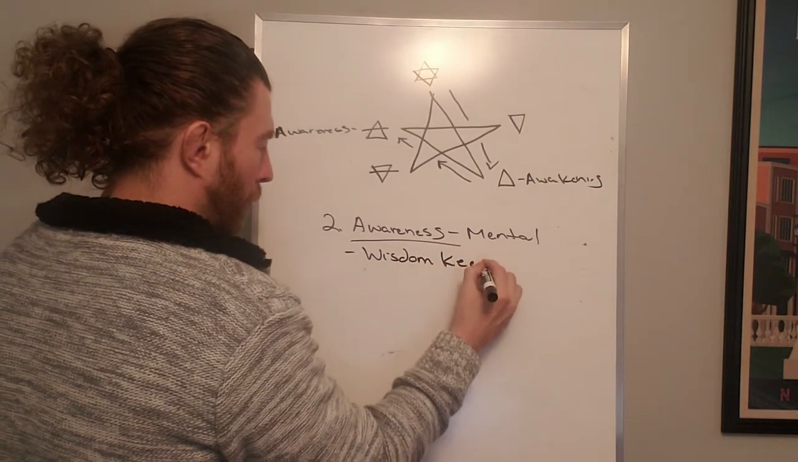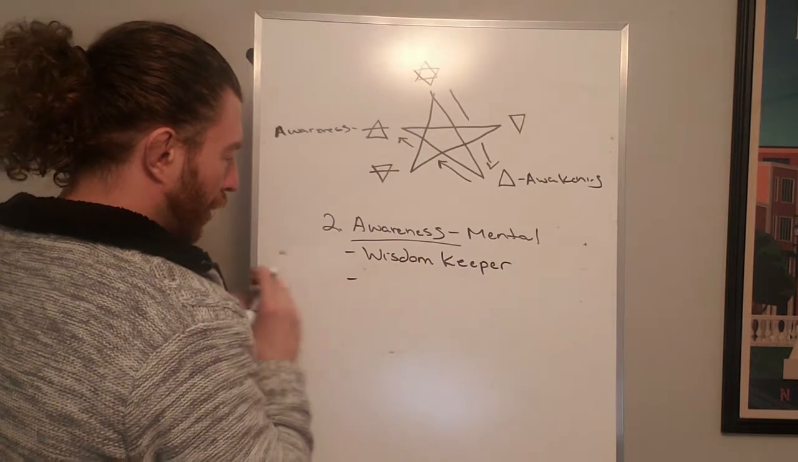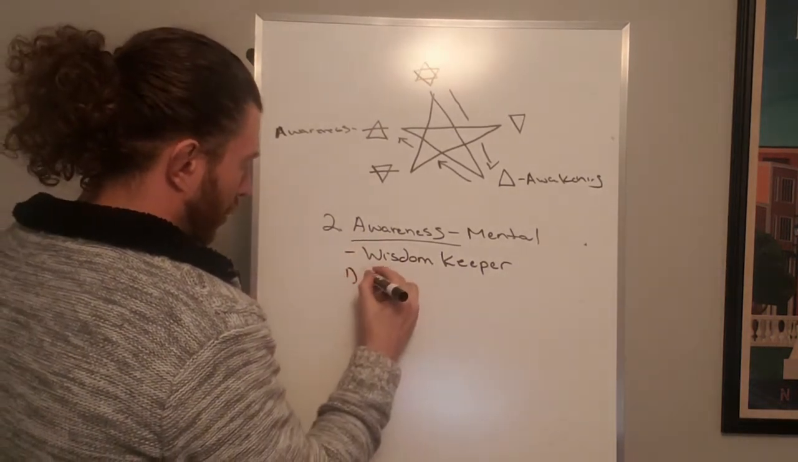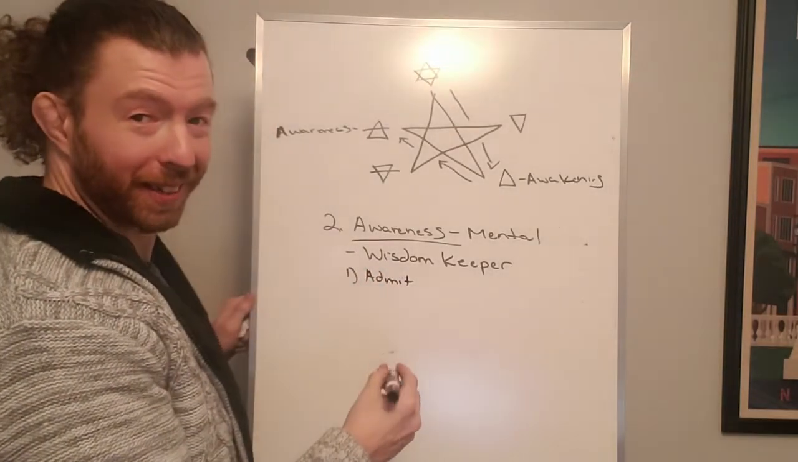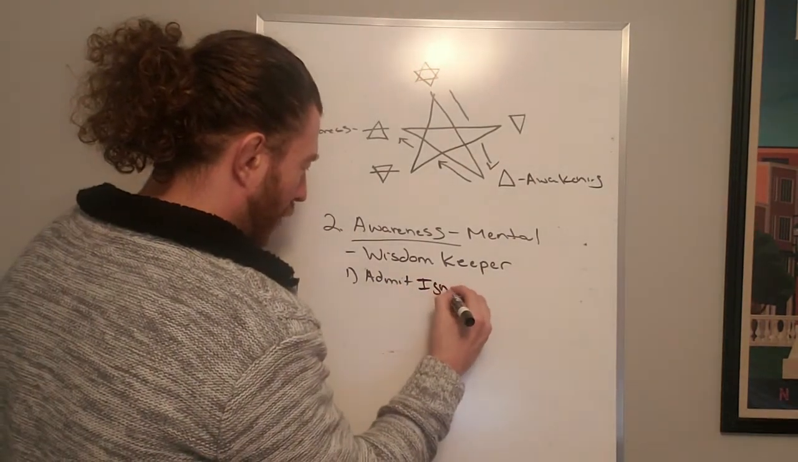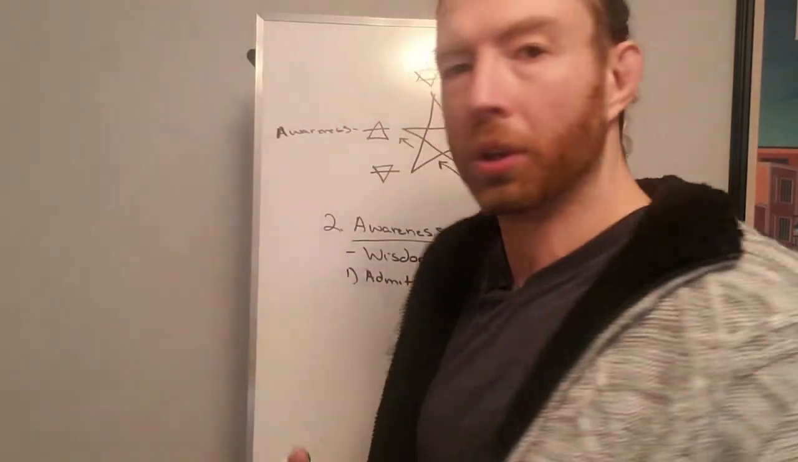our inner wisdom keeper. So in order to really start this process, the first thing we have to do, and everyone has to do this, I don't care how much you think you know, believe me, this is not easy for me. I had quite an ego. We have to admit our ignorance. I had to accept that I don't know what I don't know.